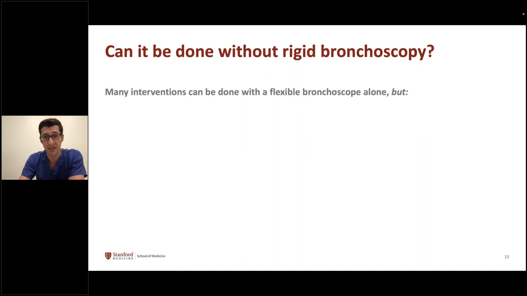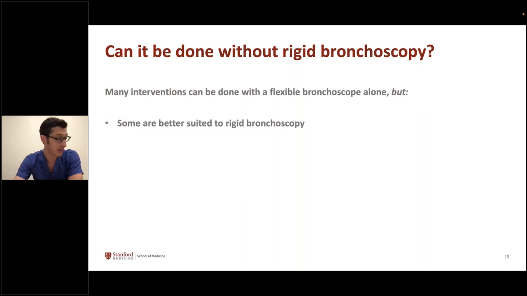So many interventions can be done with a flexible bronchoscope alone, but I think there are a few considerations when deciding whether to perform an intervention by a flexible bronchoscopy or rigid bronchoscopy alone. And I think that referring to rigid bronchoscopy as a therapeutic modality in and of itself is often a misnomer. It's in many ways, as Dr. Chang said, a conduit. It's a large endotracheal tube, and it's a means of enacting various other interventions, although there are some interventions that are strictly limited to rigid bronchoscopy.